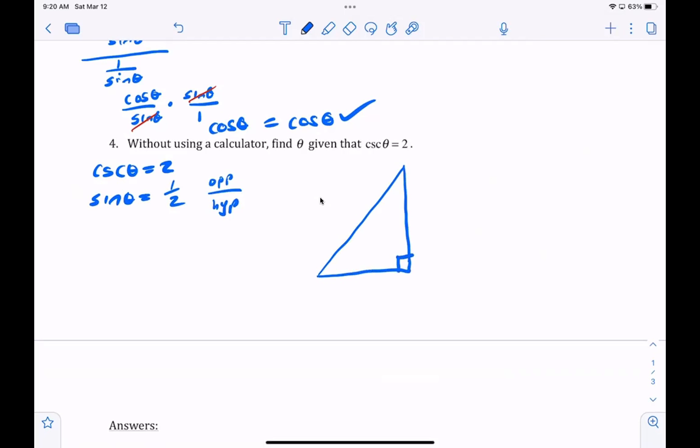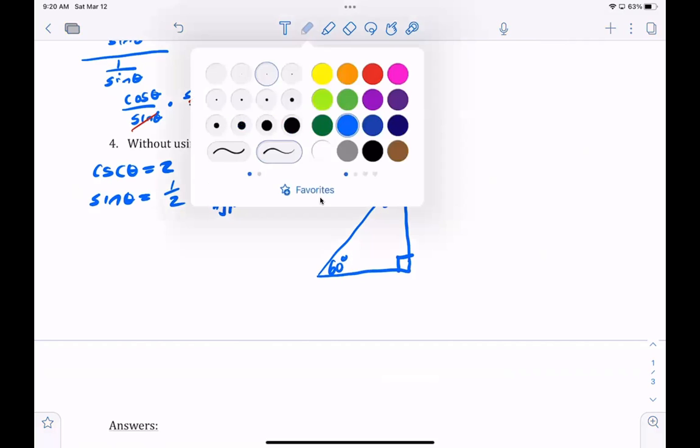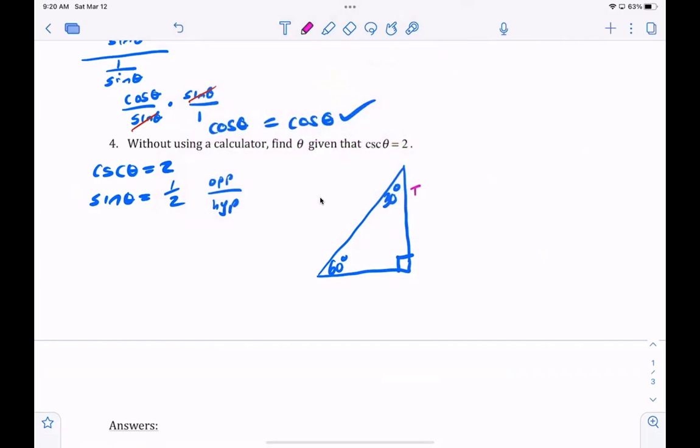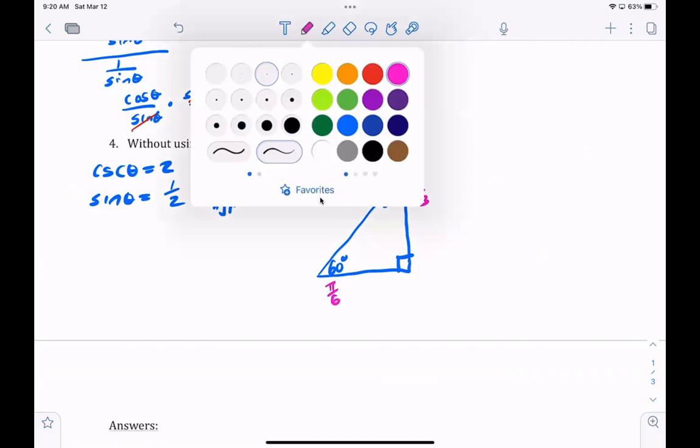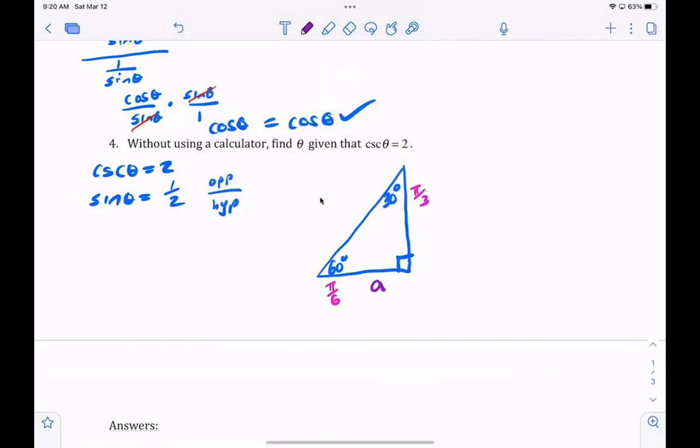And I'm going to use the 30, 60, 90 right triangle, or in radians, this will be pi over 3, pi over 6, 90. And in this triangle, if I label the side lengths, the side opposite the 30-degree angle is the shortest side, its length is A. The side opposite the 90, the hypotenuse, has a length of 2A, and the side opposite the 60-degree angle has a length of A root 3.